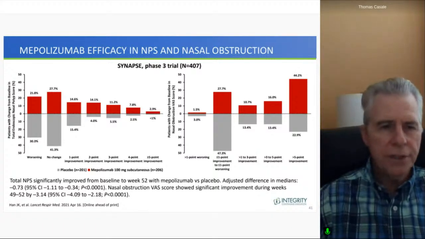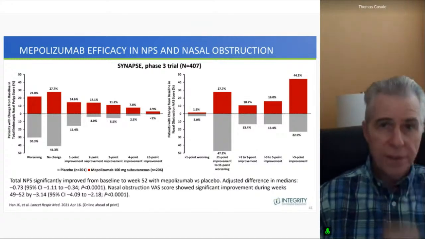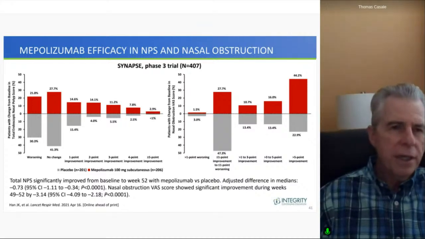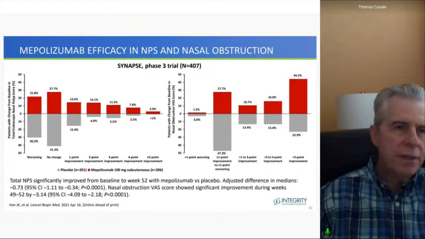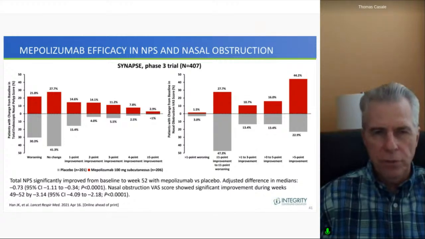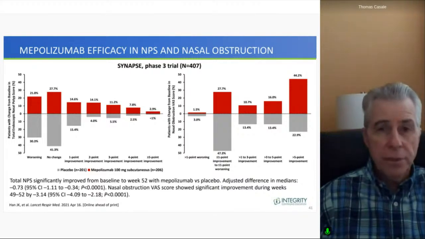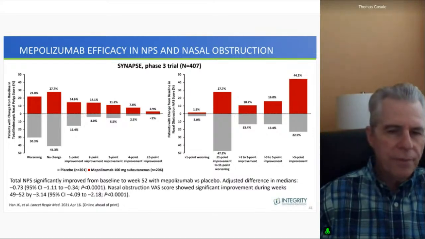Mepolizumab. So this was just published this year in April, and their study is called SYNAPSE. It was published in Lancet Respiratory Medicine, and you could see that the patients that had a 1 point, 2 point, 3 point, 4 point, or 5 point improvement in their nasal polyp scoring was higher in the active versus the placebo group.